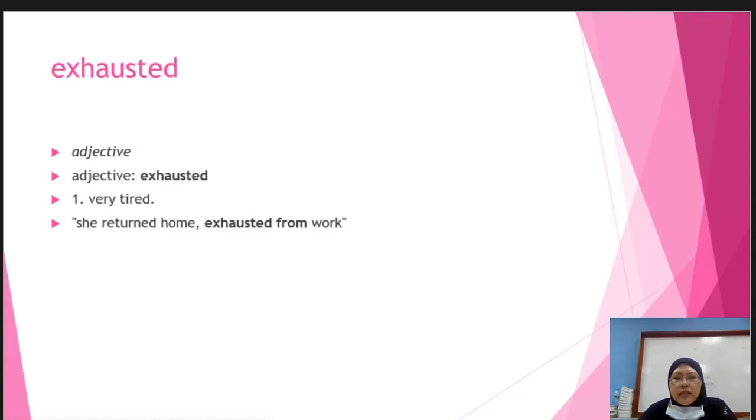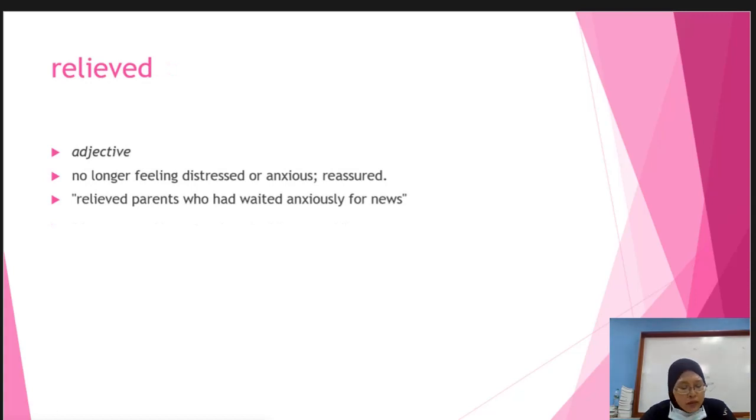Next, exhausted. It is an adjective, meaning very tired, sangat letih. She returned home exhausted from work. And you also have the word relieved, lega, berasa lega. This is an adjective, meaning no longer feeling distressed or anxious. Or you can say the other word is reassured. There is another one, relief, R-E-L-I-E-F. When you have E-F at the back, it is a noun, kata nama. When you have E-V-E-D at the back, it is an adjective. So ada dua relief yang kamu kena tahu.